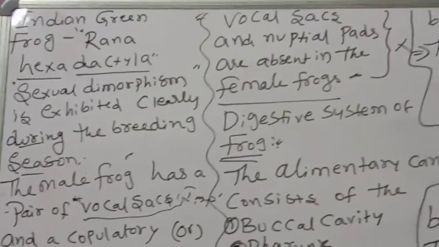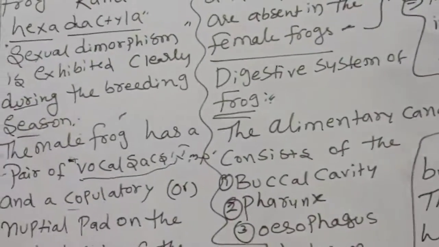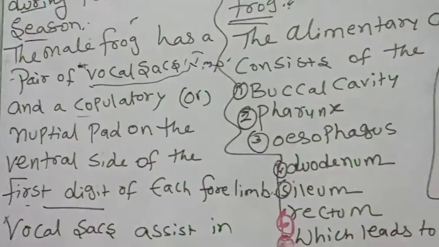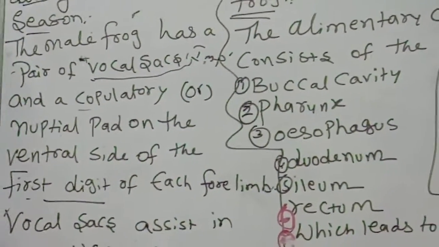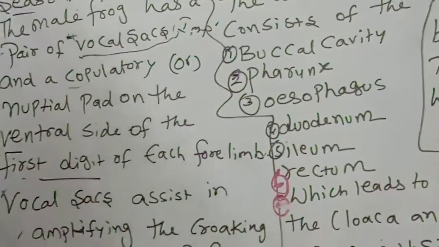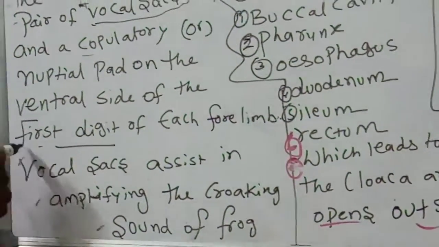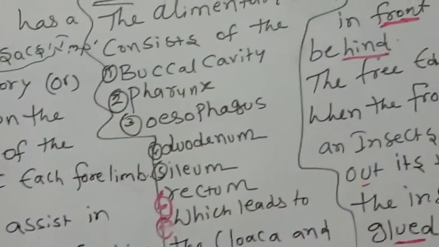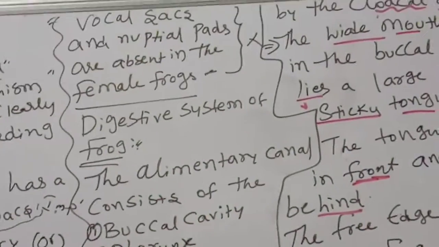Once again, children, the frog shows sexual dimorphism, exhibited clearly during the breeding season. The male frog has a pair of vocal sacs and a copulatory nuptial pad on the ventral side of the first digit of each forelimb. Vocal sacs assist in amplifying the croaking sound of frog. Vocal sacs and nuptial pads are absent in the female frog.